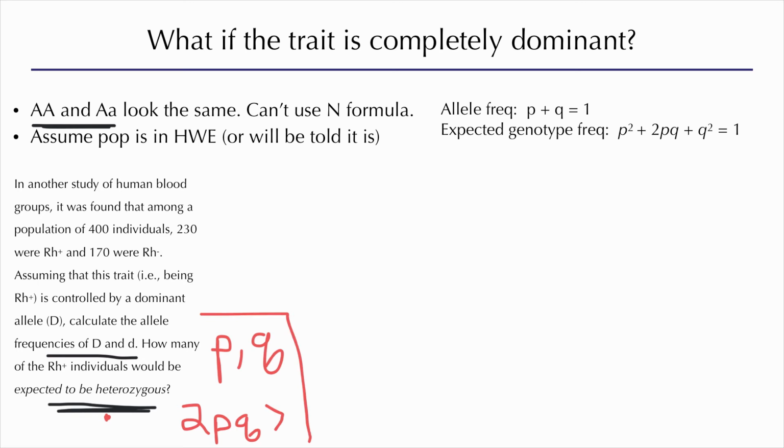All right, what do we know? We know that there are 400 individuals, and 230 were Rh plus, 170 were Rh minus. So what we know are actually the phenotypes, Rh plus and Rh minus. And let's look at the genotypes that go with those phenotypes.